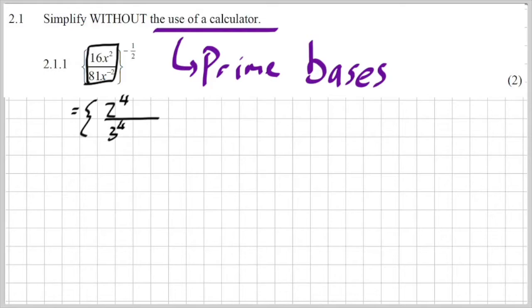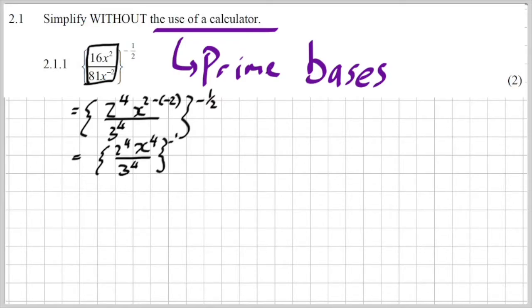So let's take that x to the power of 2 over x to the power of negative 2. What does the second law say? The second law says I take the top exponent and I subtract the bottom exponent. So x to the power of 2 minus negative 2. This means the negative a half I haven't touched. Inside the bracket, I am then sitting with 2 to the 4, x to the 4 over 3 to the power of 4, still all to the power of negative a half.